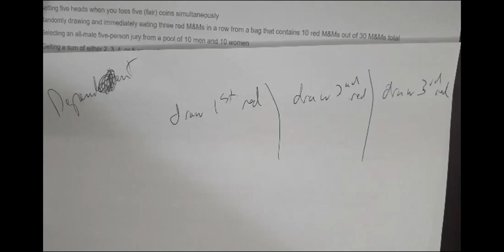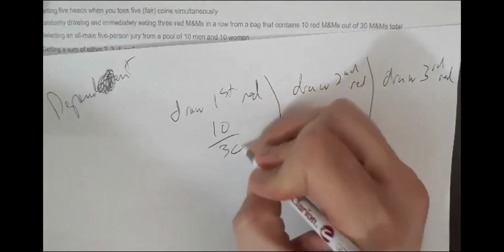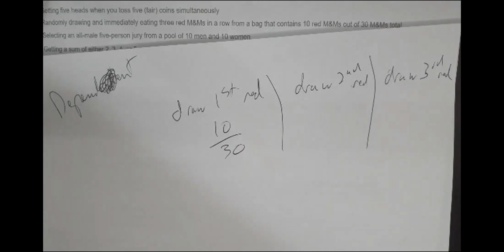And if I'm drawing my first red M&M, I have 10 red out of 30 total. This one I'm hoping should be the easy one to get down. There are how many out of how many? If I'm drawing out of this bag and it's a fresh bag, 10 out of 30. It is 10 out of 30. I draw my first red M&M.